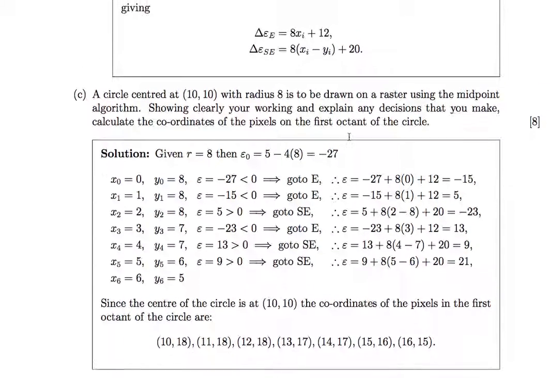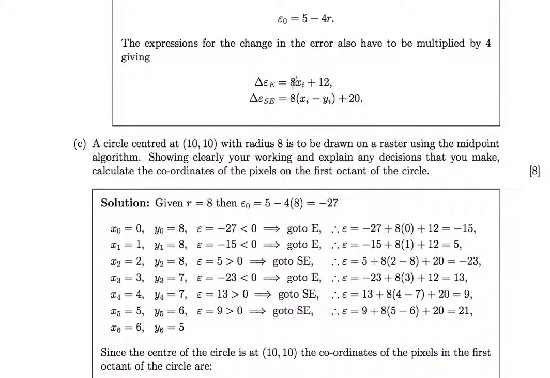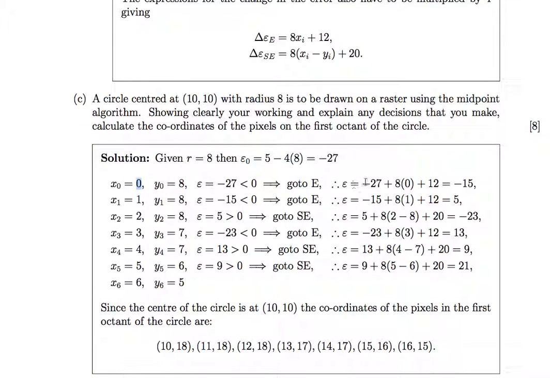Because we go to the east, our new error changes by 8 times our x coordinate plus 12. That's our change in error. So we take our current error and add 8 times x plus 12, which gives us minus 15. Moving along, we've gone to the east, so we're now at 1, 8. Our error is still negative, so we go to the east again. Again we add 8x plus 12, but this time x is now 1, and that gives us 5.